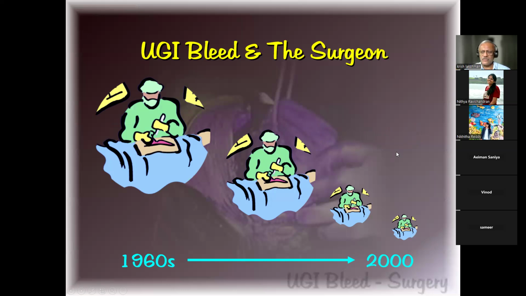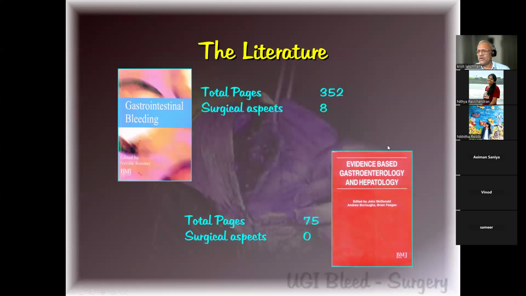And I'm giving you some very interesting data as we go along, which says that surgery is not all that unimportant. If you look at the literature, for example, earlier, in a total of 352 pages on GI bleeding, the amount of surgery written about was only 8%. And in another big book, GI bleed occupied 75 pages and there's nothing on surgical aspects, because all of it was dealt with only with medical or endoscopic causes.